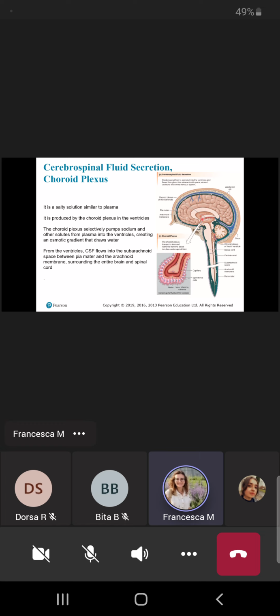This is the representation of the third ventricle, the choroid plexus that surrounds the third ventricle. It's the same for the choroid plexus close to the fourth ventricle. So basically, once we have the formation of the cerebrospinal fluid, it is going to be localized in this portion. In this representation it is the green portion, the subarachnoid space. As you can see, it surrounds the spinal cord and the brain.